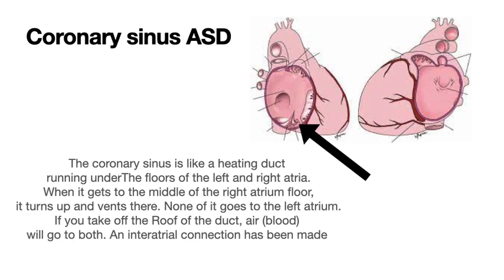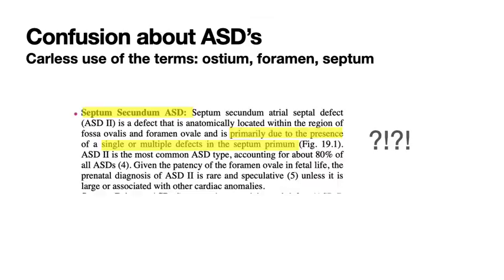Now, normally, all of the blood goes through the duct, comes up the vent, and out into the right atrium. None of it goes to the left atrium. But if you were to take off the roof of the duct or cut into the floor, what'll happen is that heating duct will send air into both the right atrium and the left atrium. Same way with this. If the coronary sinus is unroofed, that means returning blood can get back into the left atrium and the right atrium. So an interatrial connection has been made.